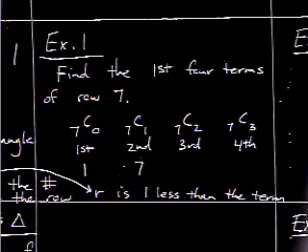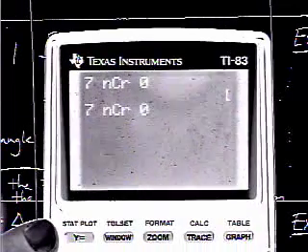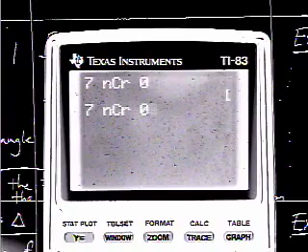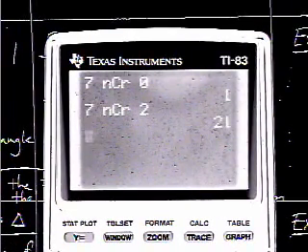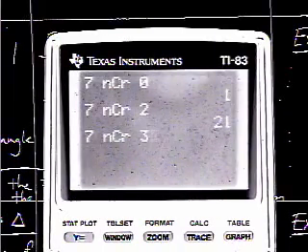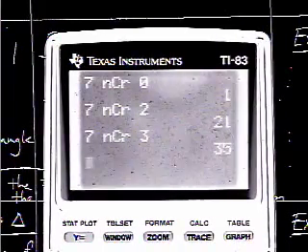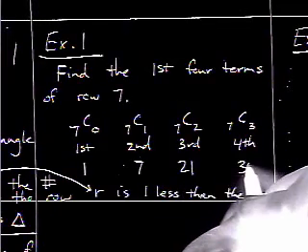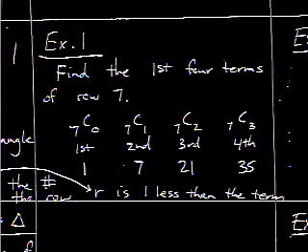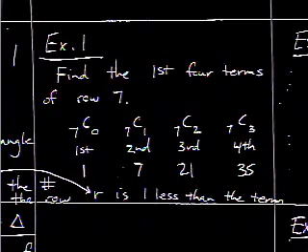Now 7 choose 2, right? Second enter brings up the previous calculator instruction. I know I don't want 7 choose 0, so I'm going to go back and edit that. That's 21, and while I'm at it, I might as well do 3, so that's 35. So 21 and 35 are my remaining terms. So those are the first 4 terms of the 7th row.